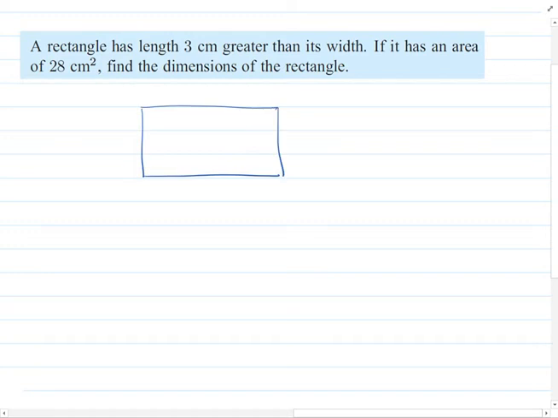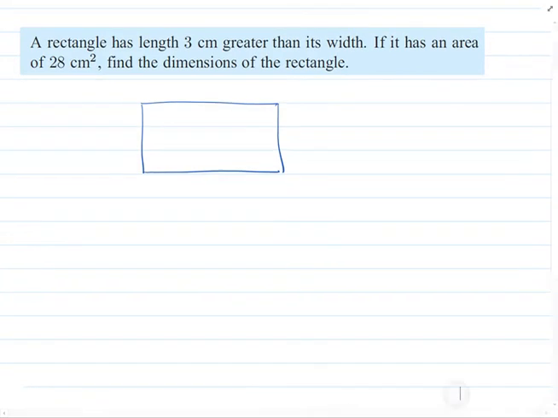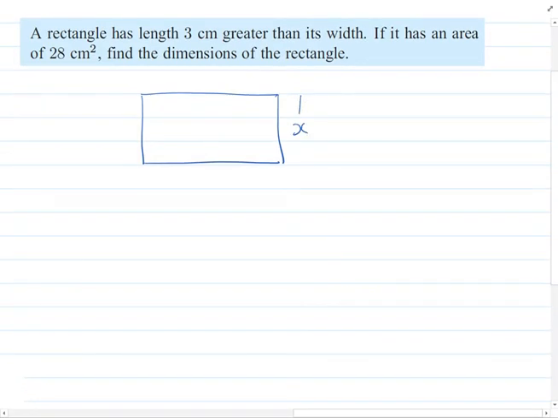And so its length is 3 centimeters greater than its width. So let's call this its width. So that can be its width. And then if this is its length, then that's going to be 3 more than its width. And it says that the area of it is 28 centimeters squared.